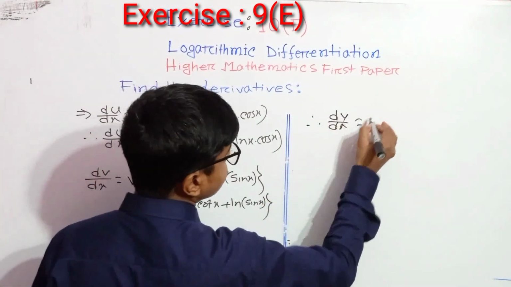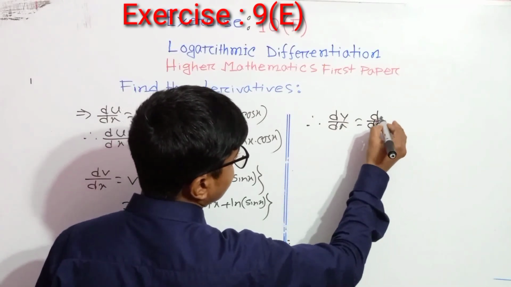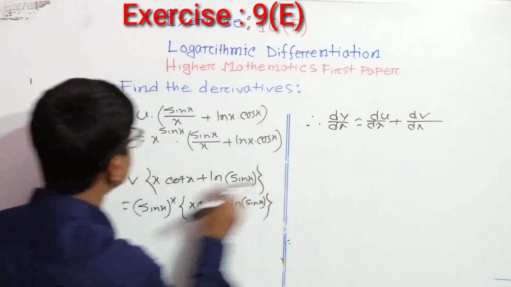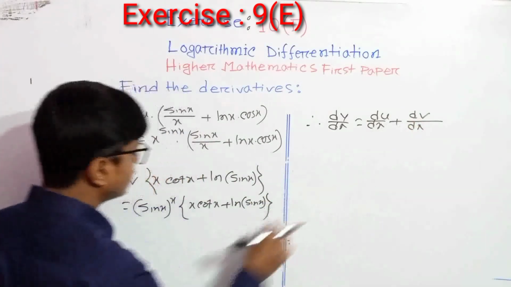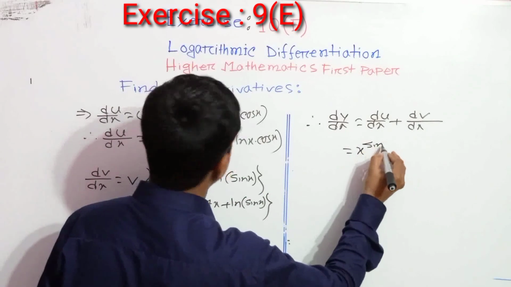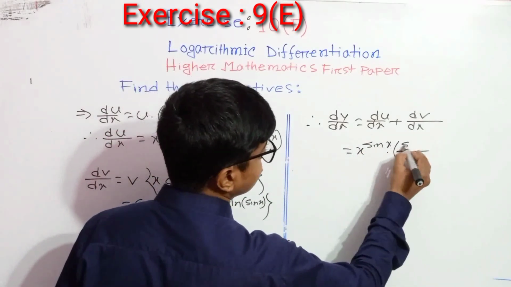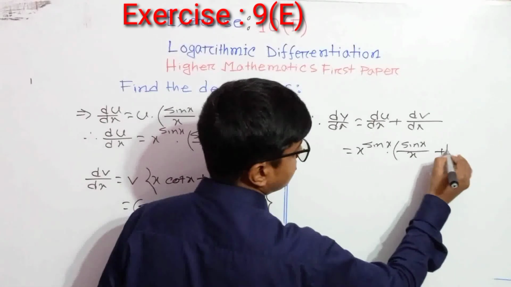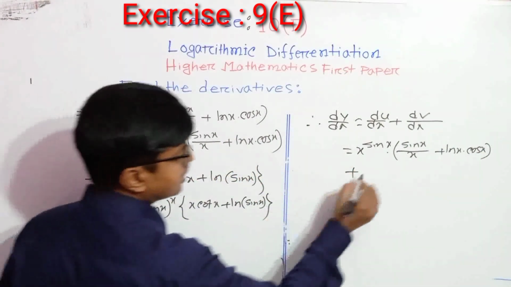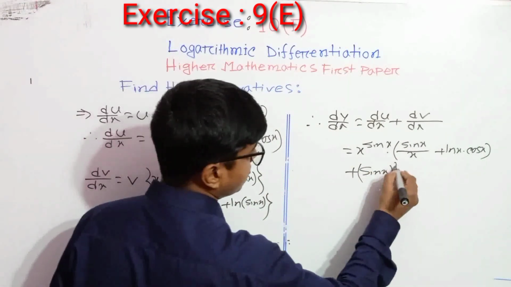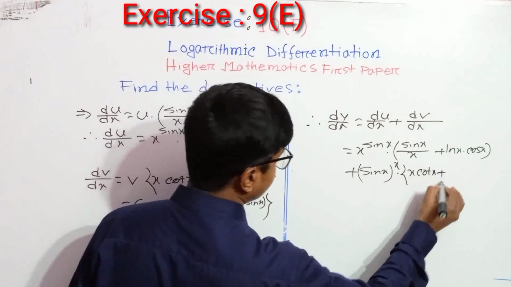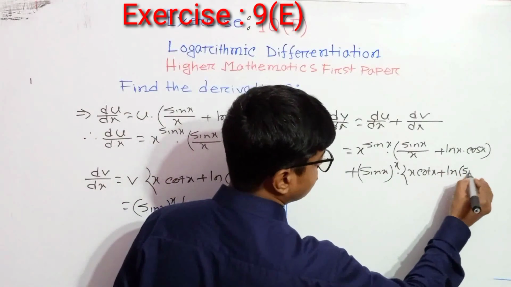Now we can write d dx of y equals to d dx of u plus d dx of v. So d dx of u equals to this one and d dx of v equals to this one. So we can write x to the power sin x into sin x by x plus ln x into cos x, plus this one, sin x to the power x into x cot x plus ln sin x.